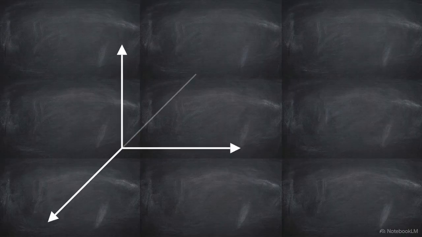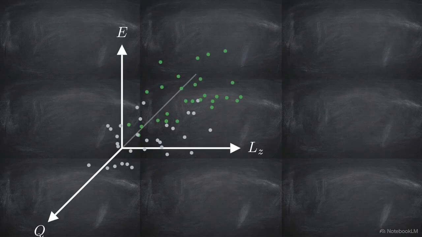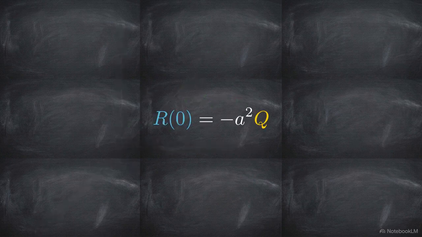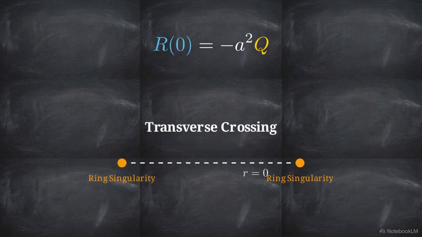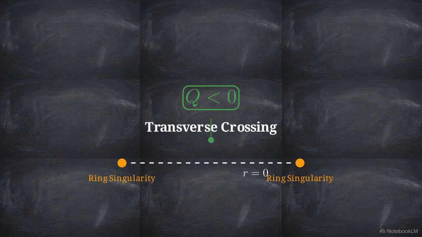This phase space plot tracks particles through the separated geodesic equations. At the exact moment the radius reaches 0, the radial potential R(0) is determined by the term -a² times Q, where Q is the Carter constant. For a particle to cross the disk transversely without hitting the ring, the radial potential must be positive. This requires a negative Carter constant.